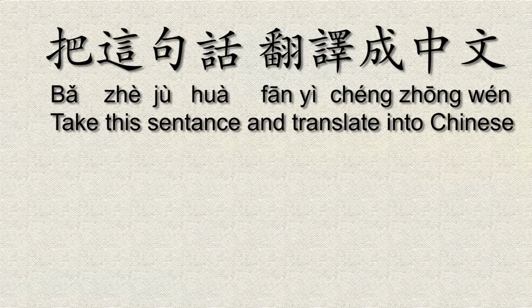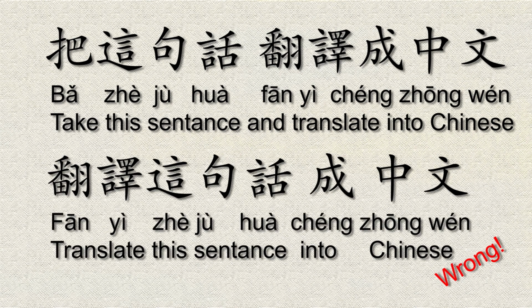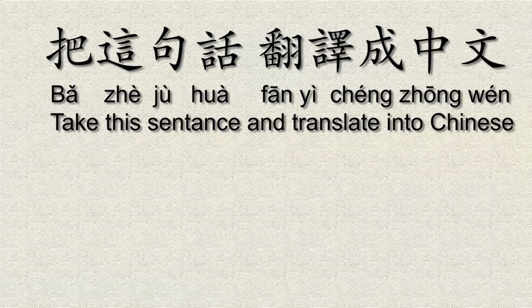But there are some sentences where you do need it. I'll give you an example of this. 把这句话翻译成中文, okay? Take this sentence and translate it into Chinese. You would not be able to say 翻译这句话成中文. You can't say that. That's using English grammar in Chinese. So the way to say this, you need 把 for this sentence. 把这句话翻译成中文. Take this sentence and translate it into Chinese.